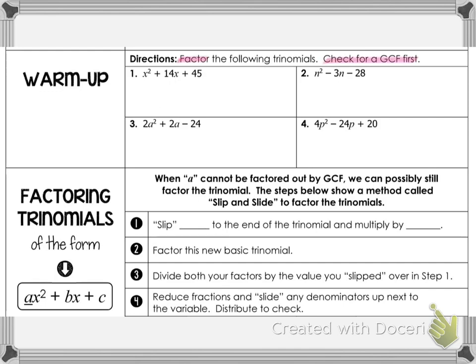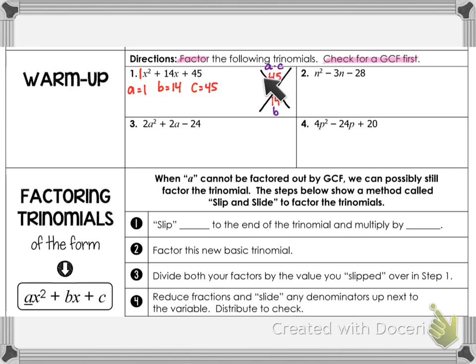Okay, so see how these all have 1s in front of them? So a is always 1, and then B is 14, C is 45. So in the new lesson, we're going to have an A that's different than 1. And if it's different than 1, we have to do something a little different. So remember, when we factor, we make an X. We put A times C on the top and B on the bottom. A times C, well, 1 times 45 is 45, and B is 14.